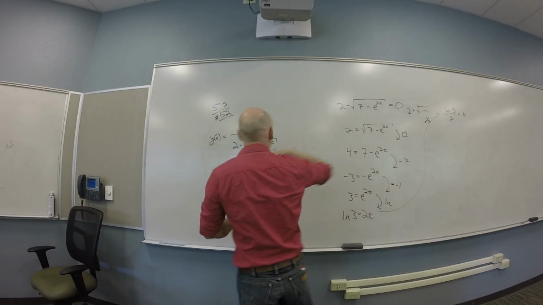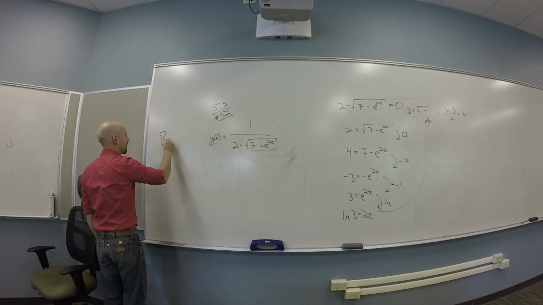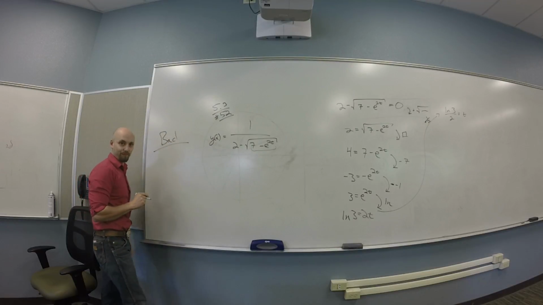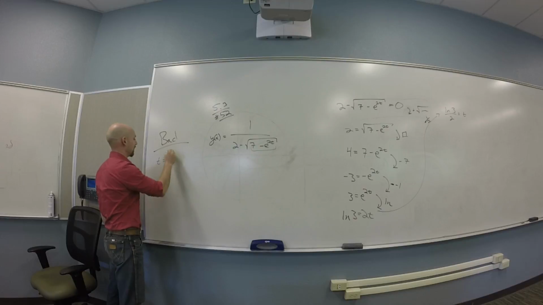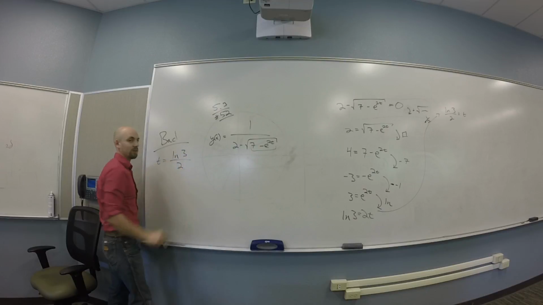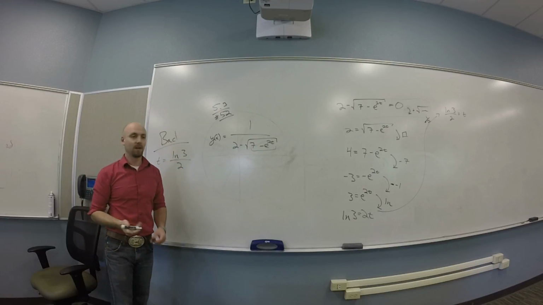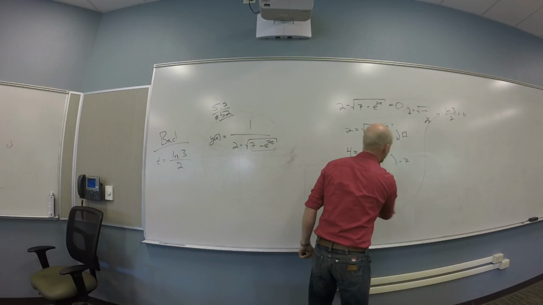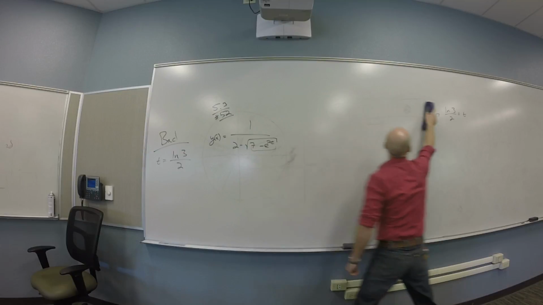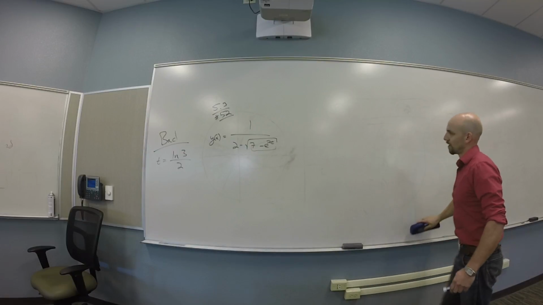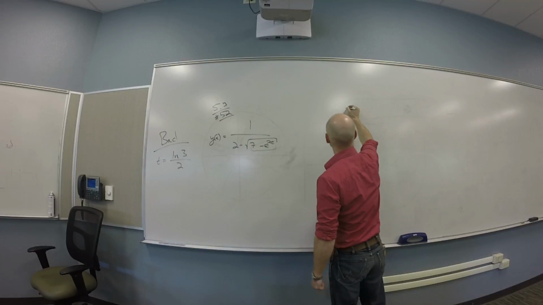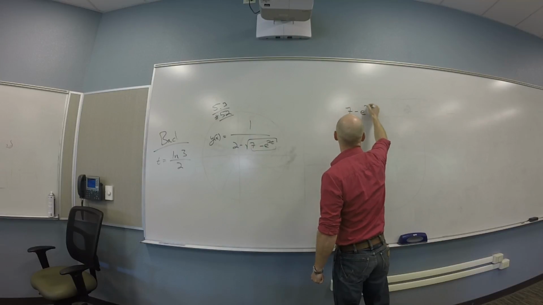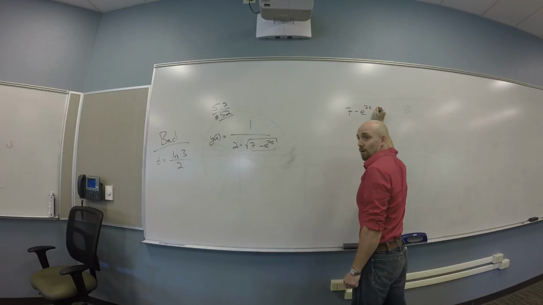So let me take that value, put it over here, like a bad list, right? Natural log of 3 over 2. Like, that one's not cool. So then what else do I need? I need the thing under the radical, 7 minus e to the 2t, to be less than 7. Okay.